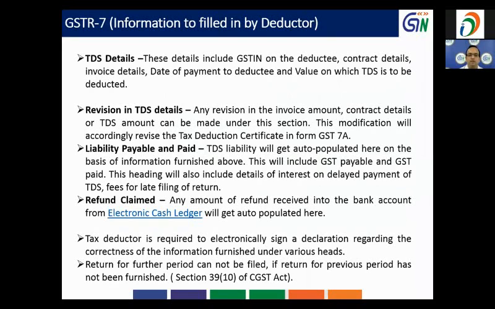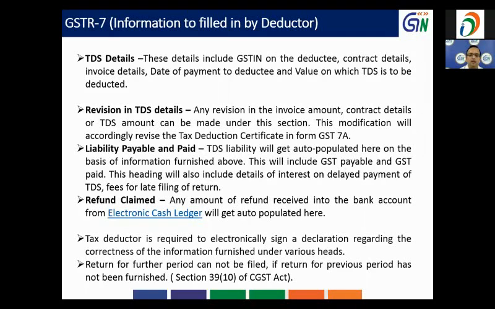So what he will have to do is provide TDS details, then provide revision in the TDS details. Then if there is any liability to be paid or which remains unpaid, or refund claimed, or anything else, that will be shown by the deductor in his returns. Then the tax deductor is required to electronically sign the declaration and then submit the return to the GST portal. This is given so that he certifies that the information which has been furnished by him is correct.